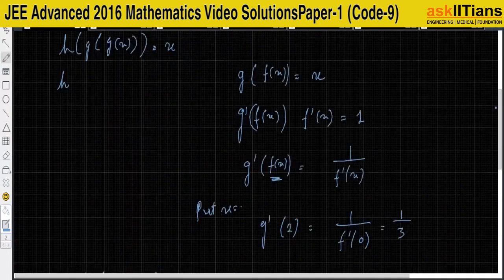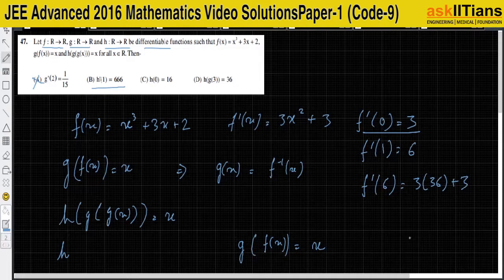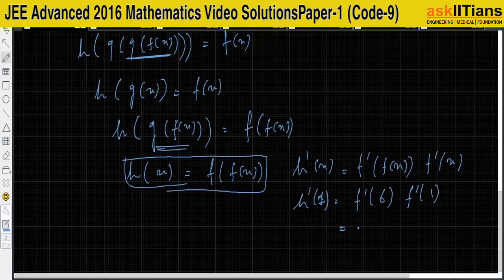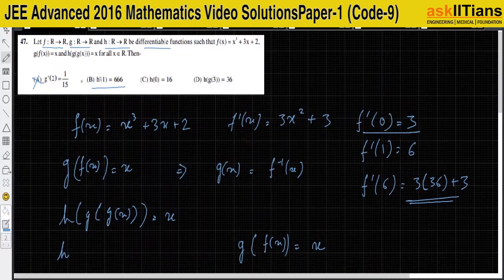So let me find out f dash of 6 and f dash 1. f dash 1 will be 3 plus 3, which is 6, and f dash of 6 will be 3 into 36 plus 3. So from here, if you solve this and put the values, f dash of 1 multiplied by f dash of 6 will come out to be 666. So that's the correct option. Option B is correct.